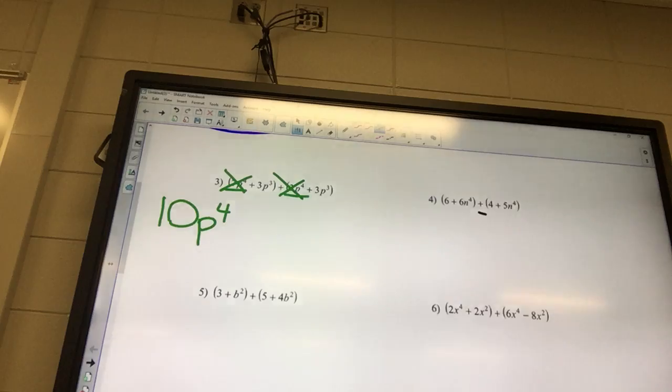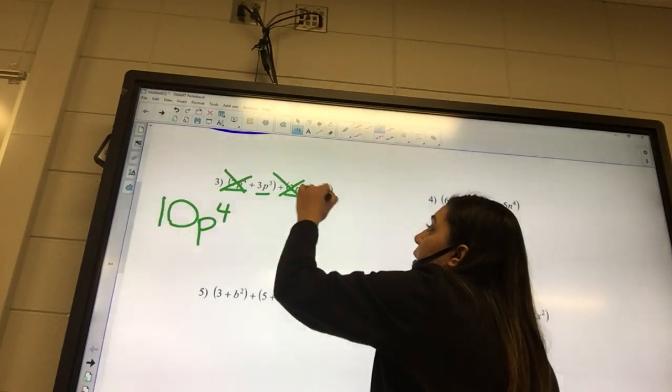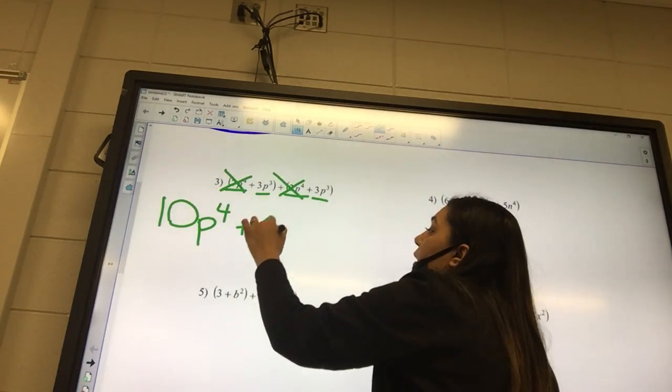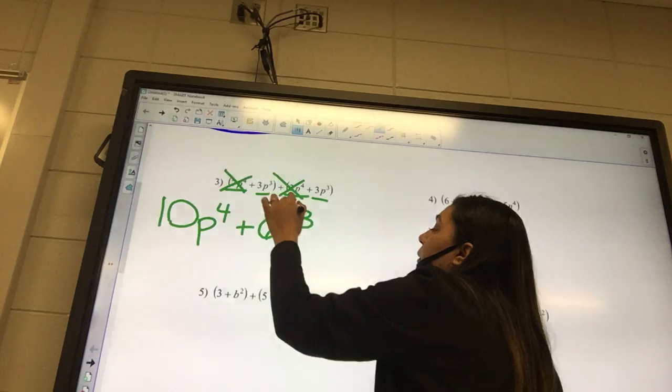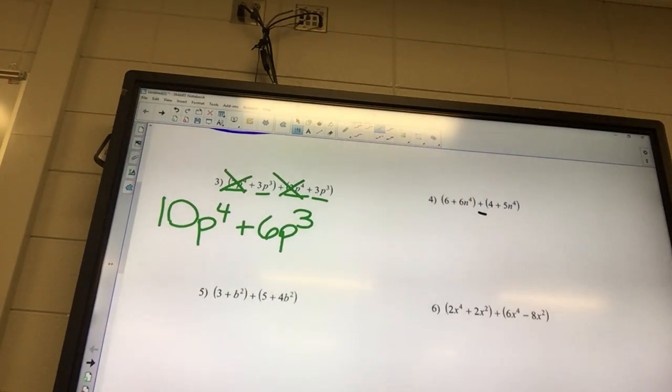What's the next highest exponent? 3. P to the 3. Okay, p to the 3, you're going to add the big one. So what is 3 plus 3? 6. So you're going to have plus 6p to the 3. Do we solve it or no? All you're doing is putting them together, and then you need to go highest to lowest.